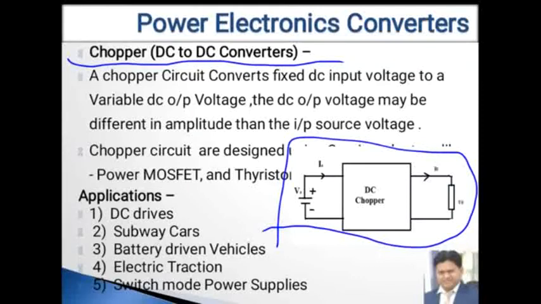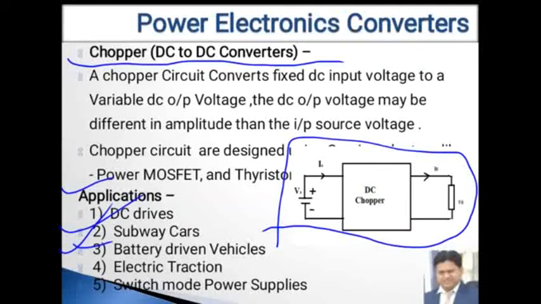Now we can study the applications of the chopper. The first application of the chopper is in DC drives. DC drive means it can be used for the speed control of DC motors in various industry applications. Second example of the chopper is that it is used in subway cars. And the third application of the chopper is in battery driven vehicles. As we also know, these are the trends of electric vehicles.